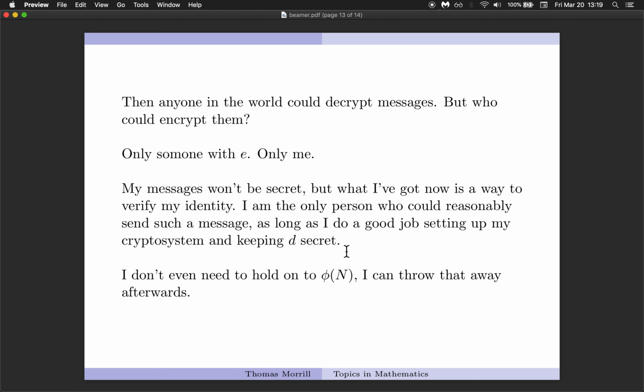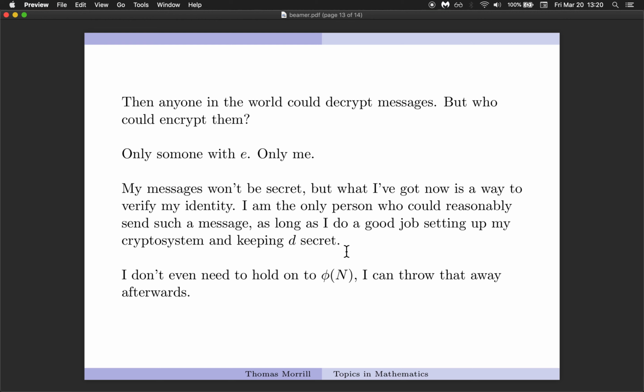But who would be sending such a message? Who is able to encrypt messages using the encryption key E? Well, I'm the only person that has the encryption key E. So anyone in the world can decrypt these messages, but I'm the only person who could have encrypted them in the first place. Now, what that means is my messages won't be secret if every single person in the world can decrypt them.